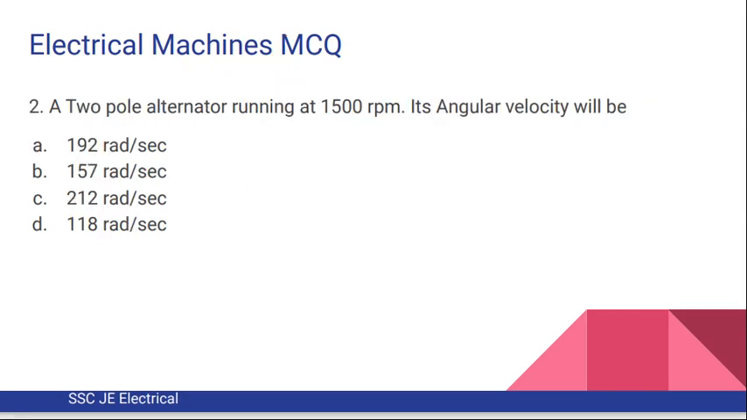Next question: a two-pole alternator running at 1500 rpm. Its angular velocity is asked. The two-pole alternator is running at 1500 rpm, that is, Ns equal to 1500 rpm is given. Okay, so we know that Ns equals 120 f by P.